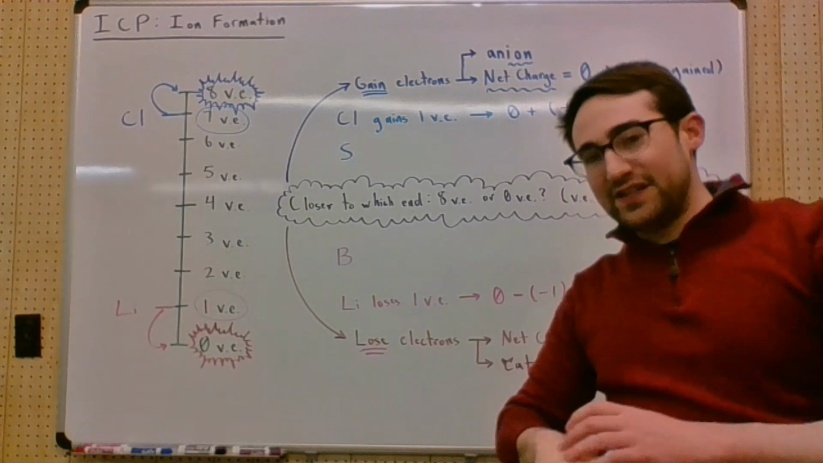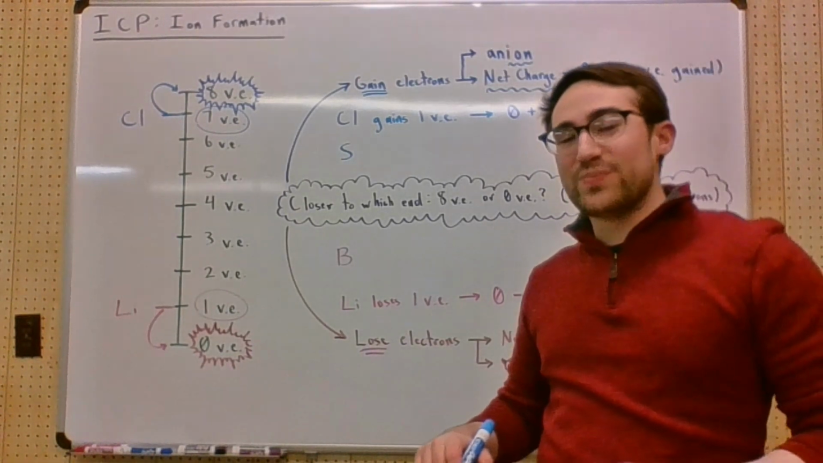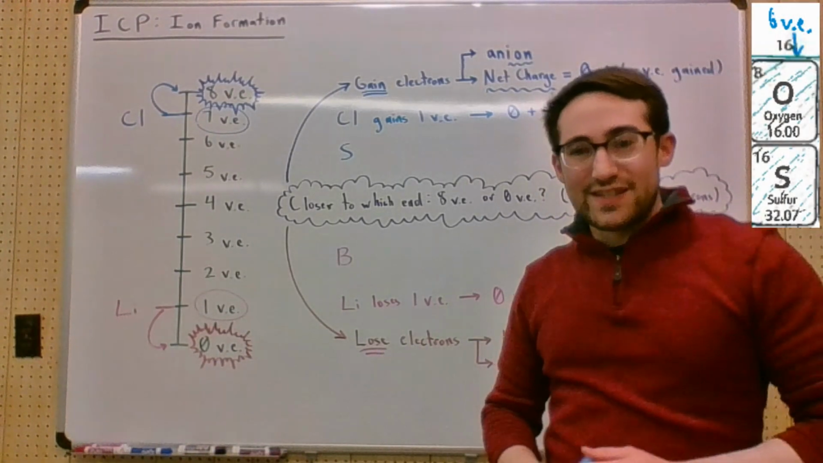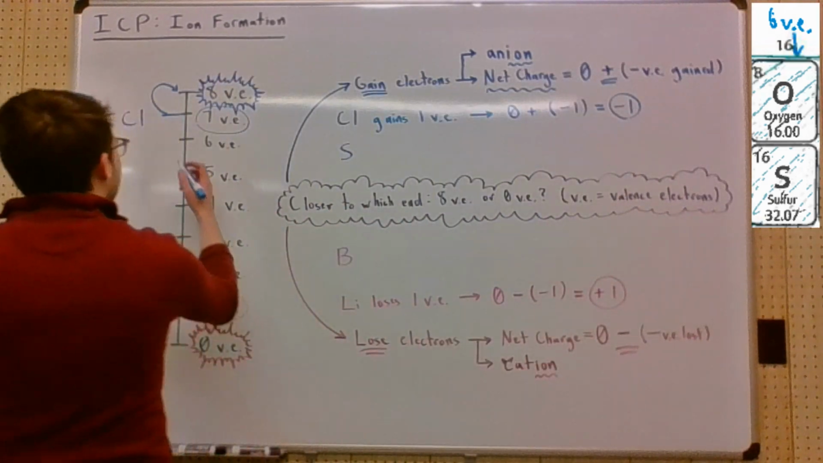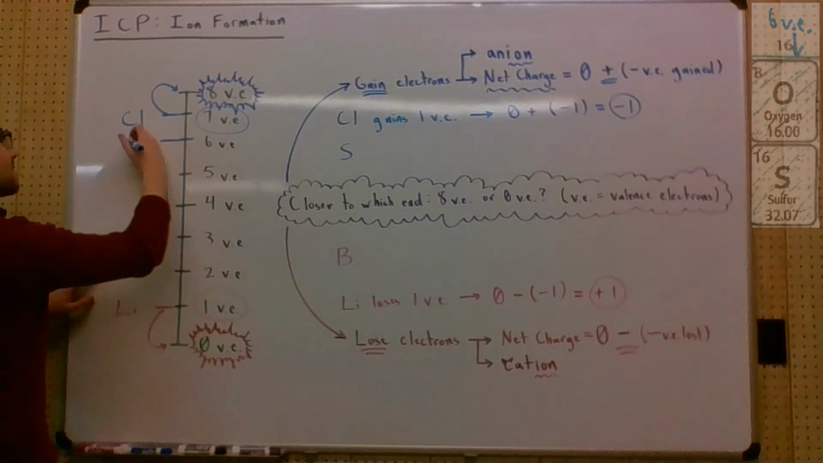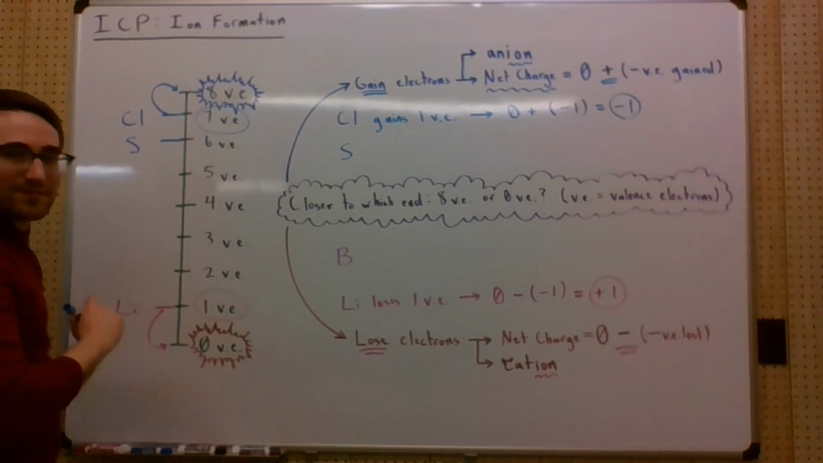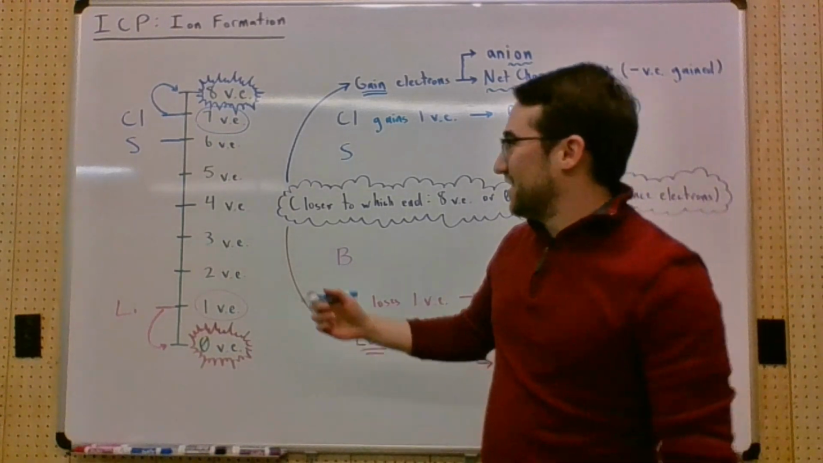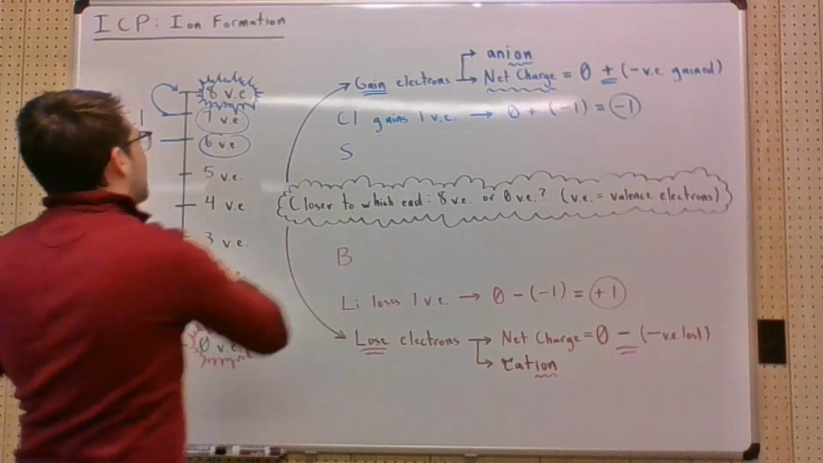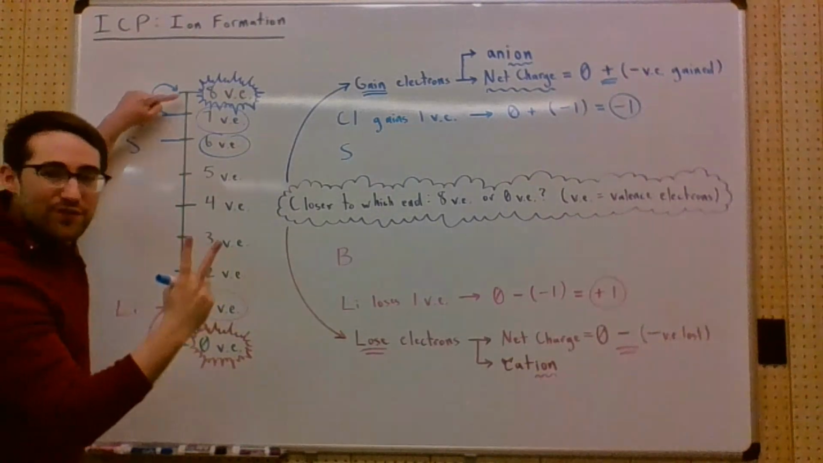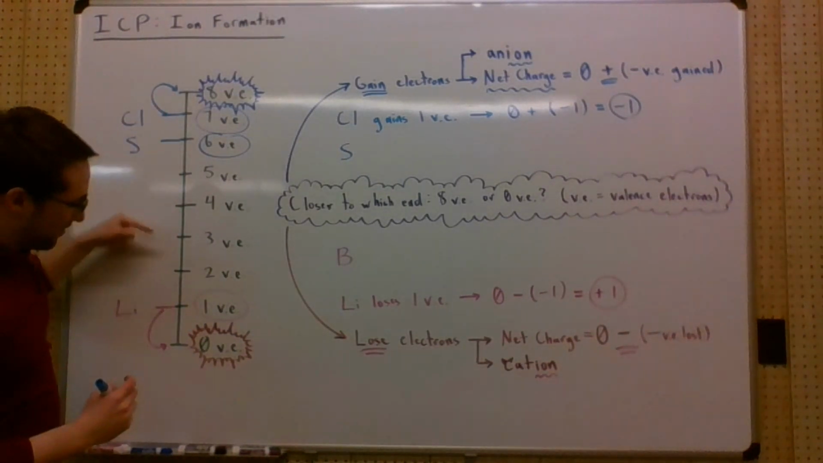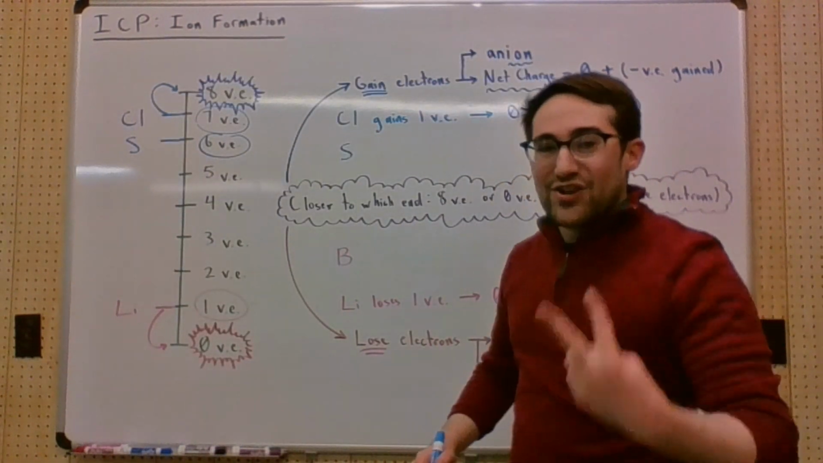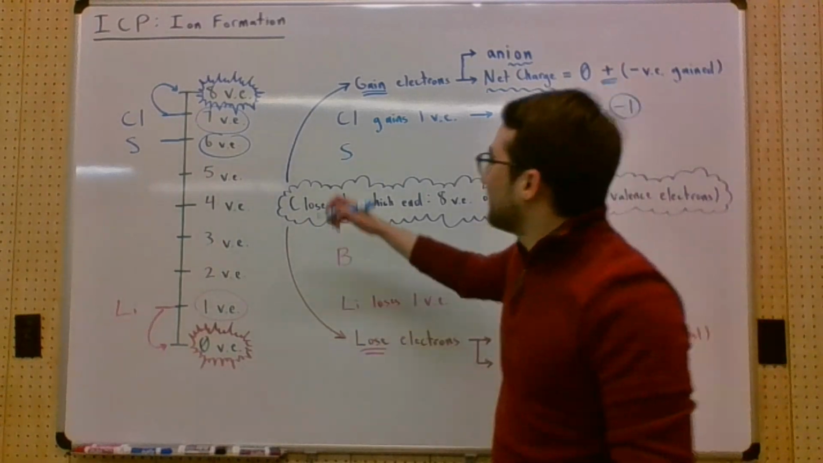So in sulfur's case, sulfur is in group 16 of the periodic table. It's in the oxygen group. So it starts with 6 valence electrons. So it's a little bit lower than chlorine, but it's still going to be easier to gain 2 valence electrons than it is to lose 6 valence electrons. So that's what sulfur is going to do. It's going to try and gain 2 valence electrons to become more stable.